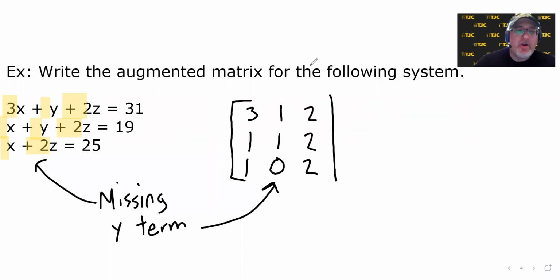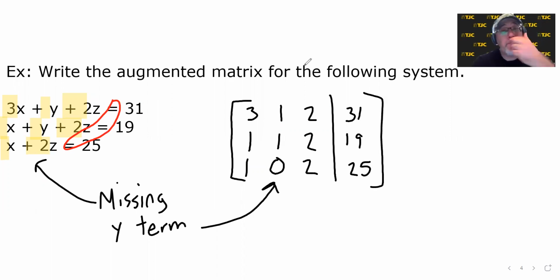The augmentation bar kind of represents all of the equal signs. All of these equal signs right here. And then on the right side of the augmentation bar are just our constants, which is 31, 19, and 25. Close off the matrix, and that's all there is to it. We've literally captured the entire system of equations without writing a single letter.